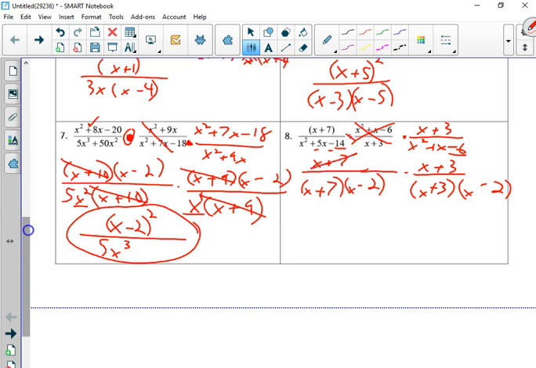Now we play. x plus 7, x plus 7, x plus 3, x plus 3. What that leaves us with is x minus 2 squared, or x minus 2 in parentheses both. But what's left on the top? Nothing's left, but we can't put a 0, because that would be 0. So we need a placeholder, which is 1.